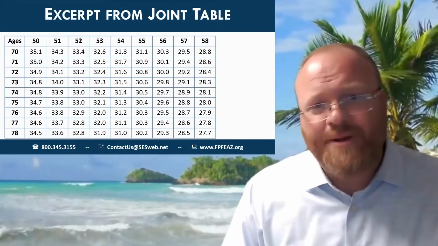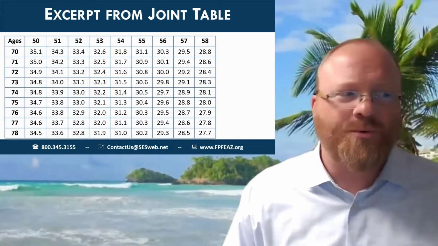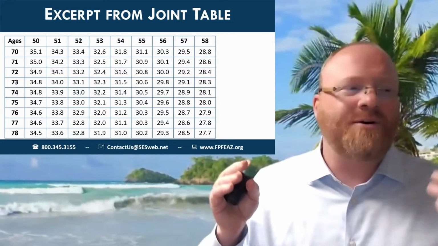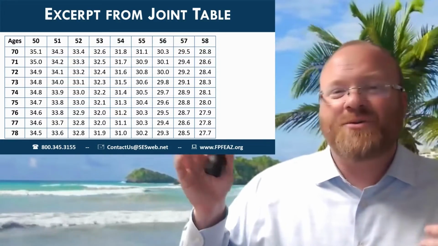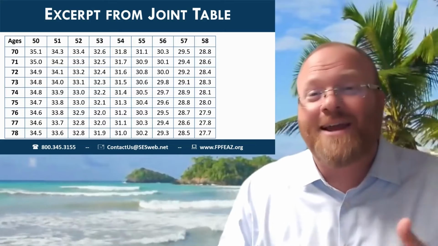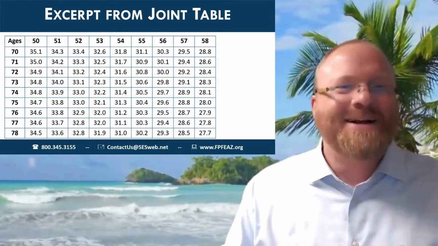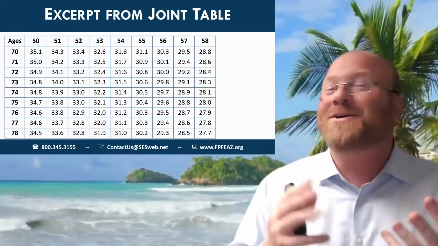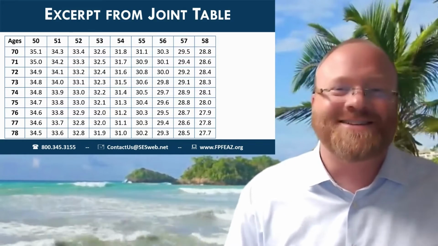If you happen to be married to somebody that's more than 10 years younger than you, they have a whole separate chart. This chart is enormous because it goes from 72 all the way up to 120. But then for the younger spouse, it goes all the way down to 18 years old. Don't get any ideas. But if you want less of a required minimum distribution, the younger your spouse is, the less your required minimum distribution is.